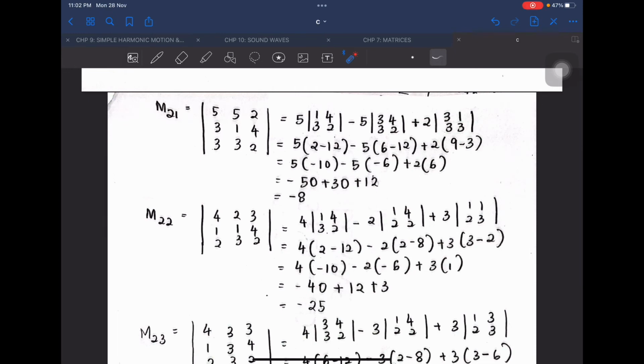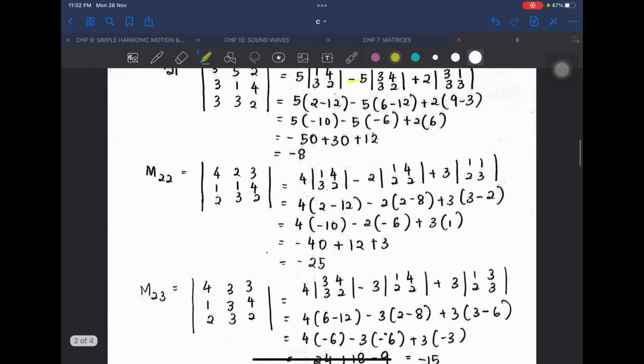So we multiply as per usual and we get negative 8. Don't forget that this is positive, negative, positive. And that's why here is negative and here is also negative. And the answer we get is negative 8.